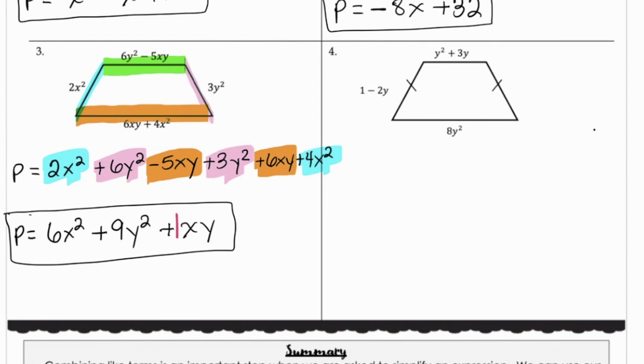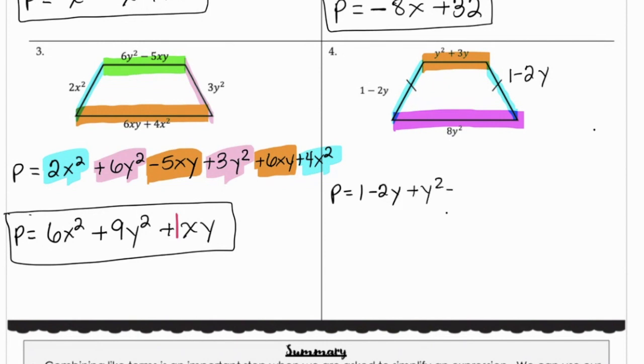All right, so for number 4, again, I see these markings. So I'm going to highlight those 2 sides exactly the same color. And then these sides are different. So those markings always tell you that the sides are equal in length. So they have the same exact measurement. So in this case, in terms of y. So let's start by writing P equals 1 minus 2y plus y squared plus 3y plus 1 minus 2y plus 8y squared. I'm going to highlight my like terms.